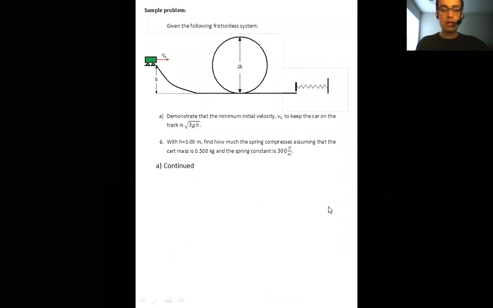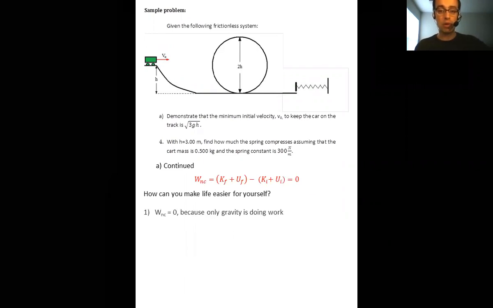Right? So let's continue this particular problem. We've now figured out what the velocity is going to have to be at the very top of this loop. Where exactly is this equation going to come in? We'll see that in just a moment. You have to start asking yourself, how can I make life easier for myself when I'm trying to solve this problem? First, we know that the work done by non-conservative forces is equal to 0, because only gravity is doing work. This is a frictionless system. Gravity is a conservative force.